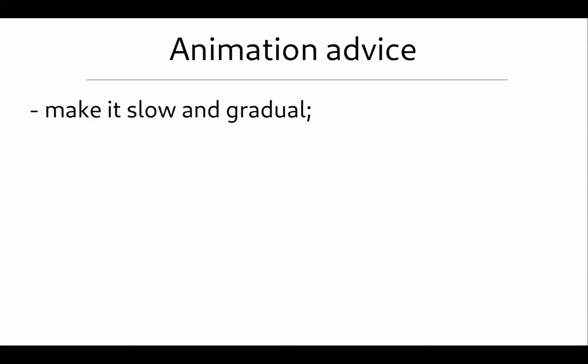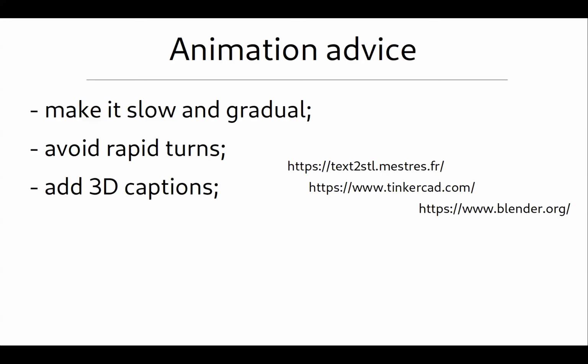First show one thing, then expand a little bit, wait 3 seconds, show another thing. So test it on maybe some of your family members, and avoid rapid, fast turns of the camera and things like this, and add 3D captions. There are a bunch of things online where you can just put text and it will give you a mesh with this text that you can add. You can make it appear, disappear. These are some of the free resources where you can do it.